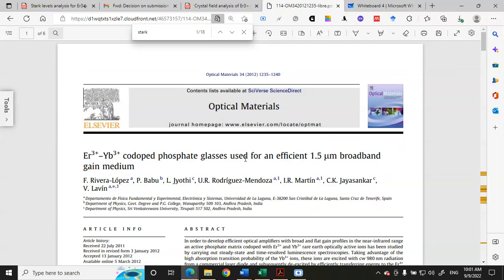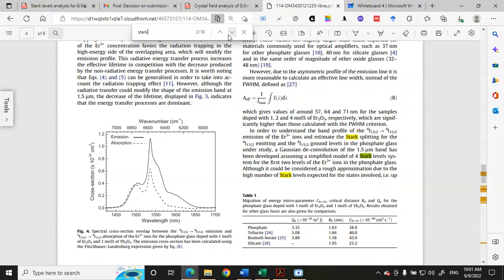To find the Stark splitting, we must consider the broad peak, because whenever we have a broad peak, it is what we call a peak with broadening. Why can the broadening occur? It is due to crystal field changes. A sharp peak is hard for us to find, so usually Stark splitting will occur in a broad peak.